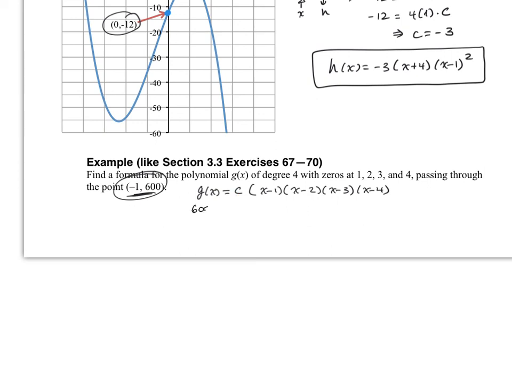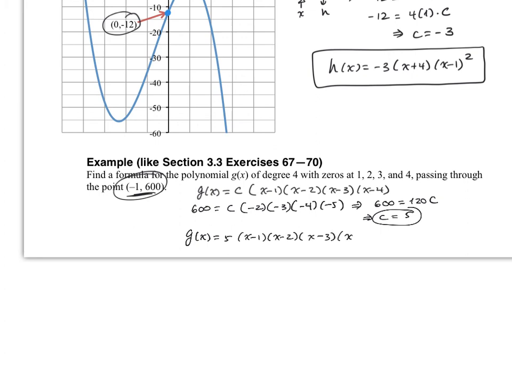So from here we have that 600 is equal to c times minus 2, minus 3, minus 4, minus 5. And then if you do the algebra, you have that 600 is equal to 120c. So that implies that c is equal to 5. So therefore the polynomial is going to be 5 times x minus 1, x minus 2, x minus 3, and x minus 4. And that's it. So you can see this is very, very, very simple. All right, so that's it for this week.